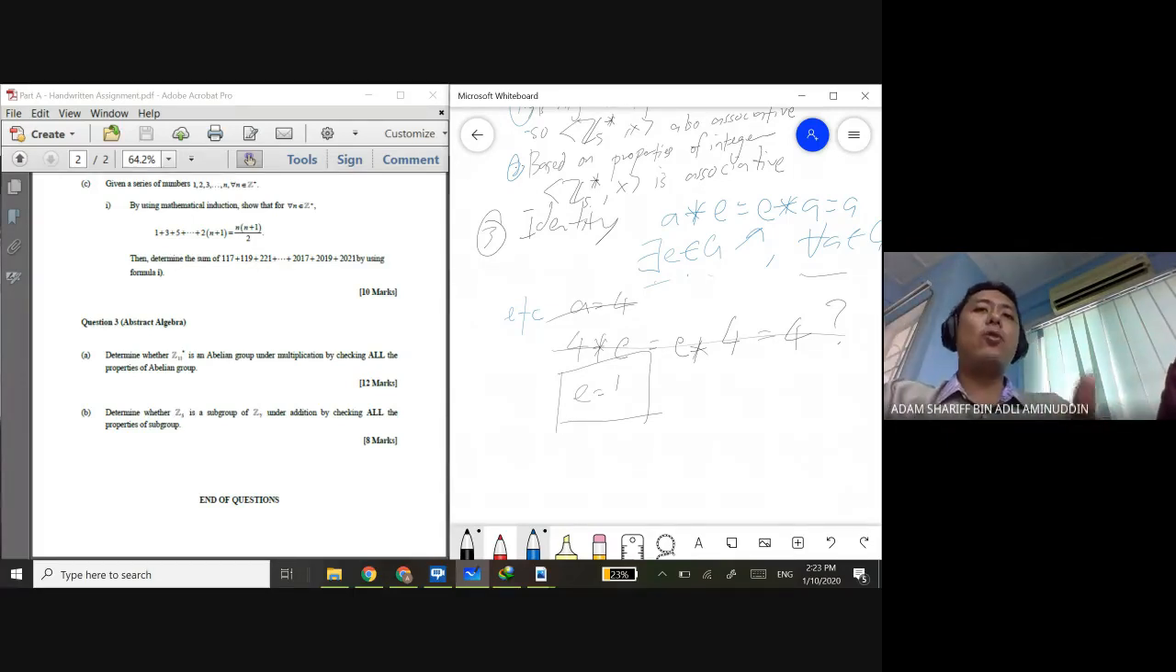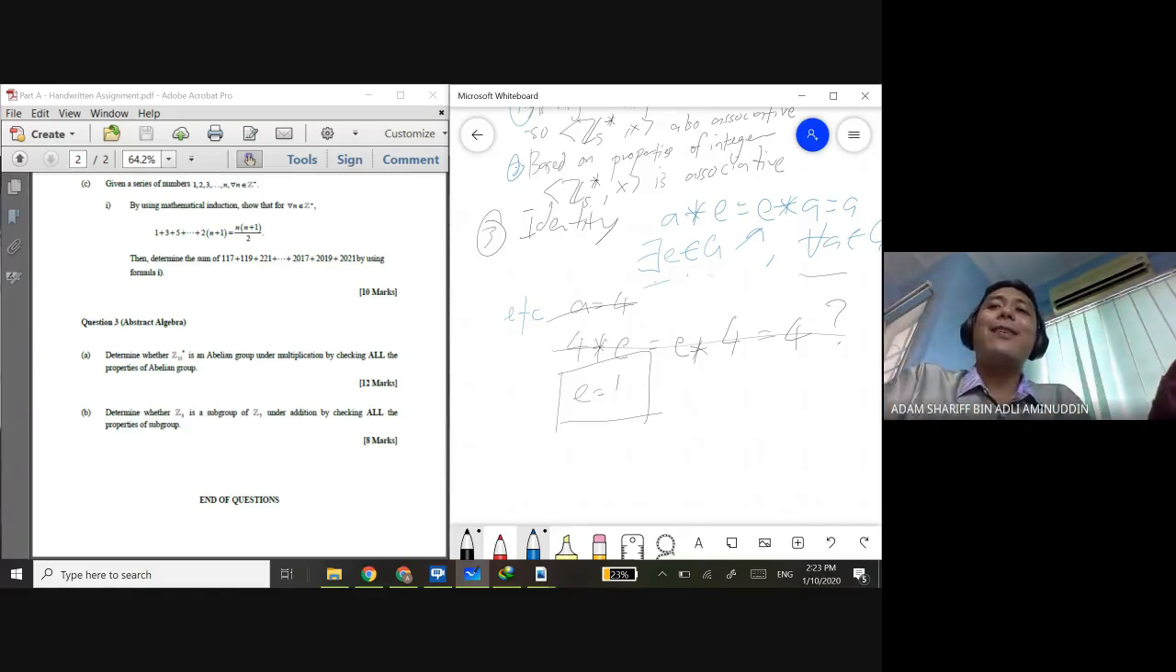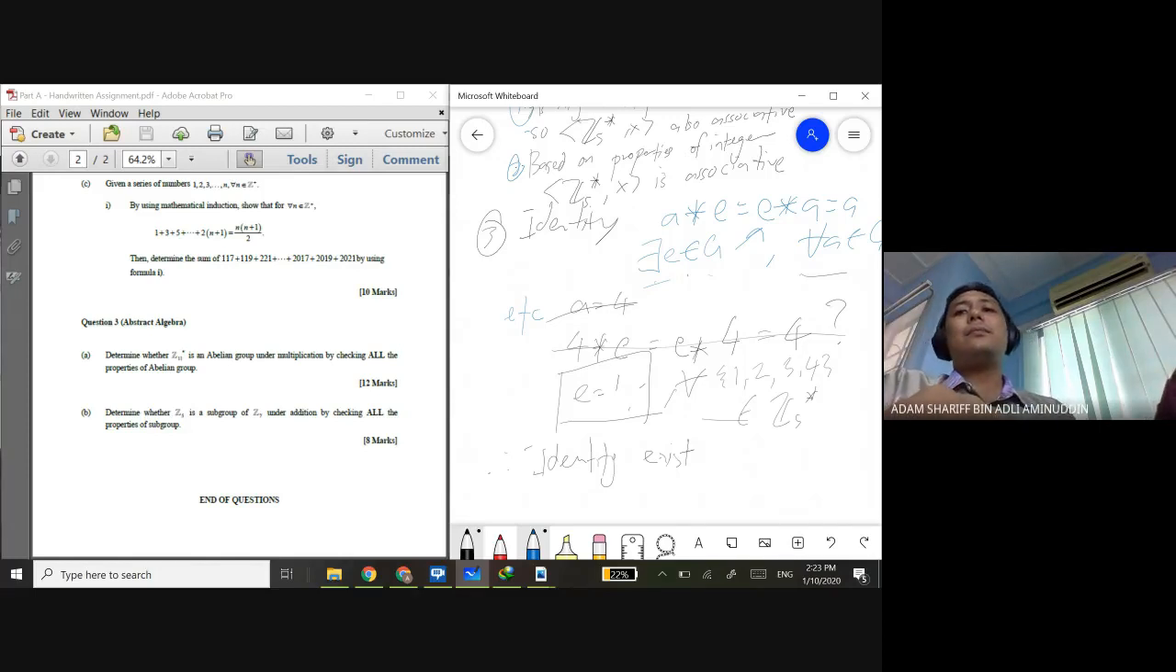Existential quantifier cukup you nyatakan satu. It's enough, sufficient for you to just mention to me what is the identity. Identity tu satu lah. Betul. And this identity is applicable for 1, 2, 3, 4 in this Z5 star. You tak jawab kanan tak apa, saya bagi dah markah. Identity exists. The student who answer E equals to 1, saya bagi markah.